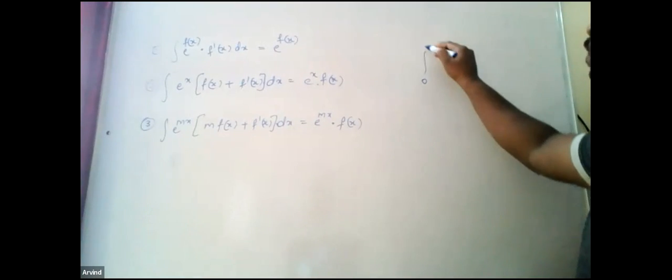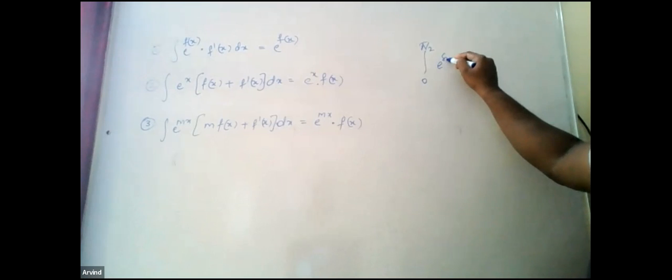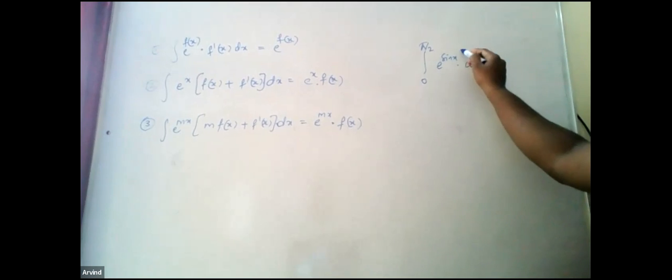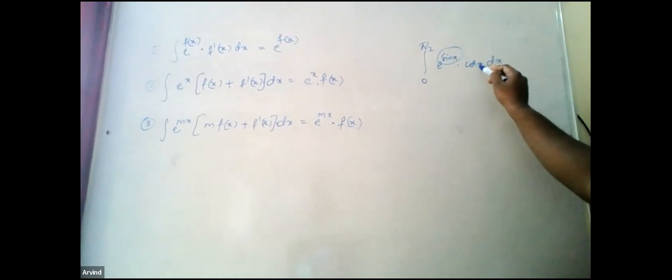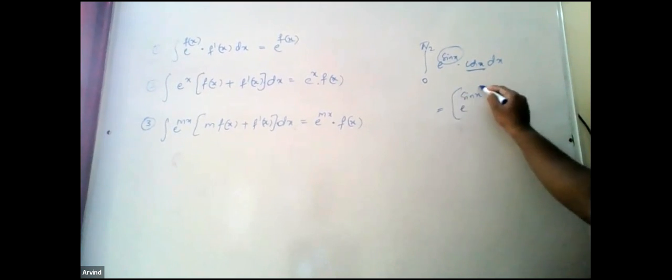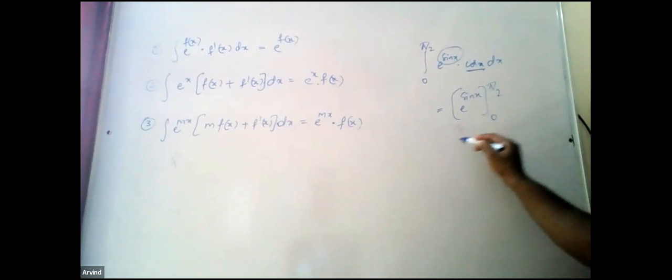So our question was integral from 0 to pi by 2 e power sin x cos x dx. You observe, this is our f of x. If you differentiate f of x, you get f dash of x here. Therefore, using that formula, I can write it as e power sin x, that will be the formula, from 0 to pi by 2.